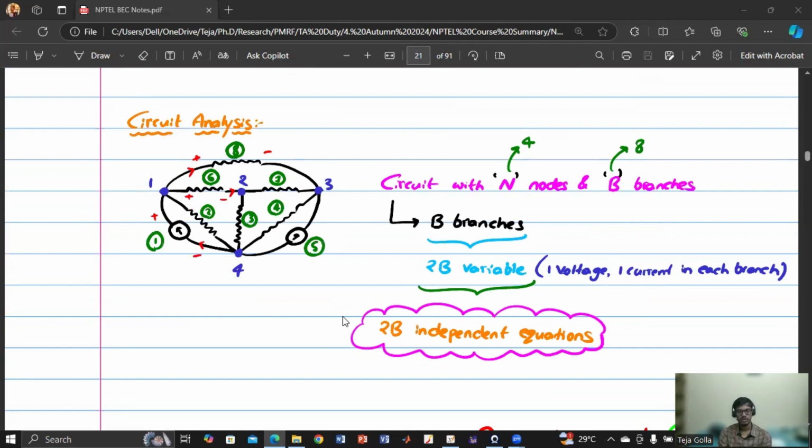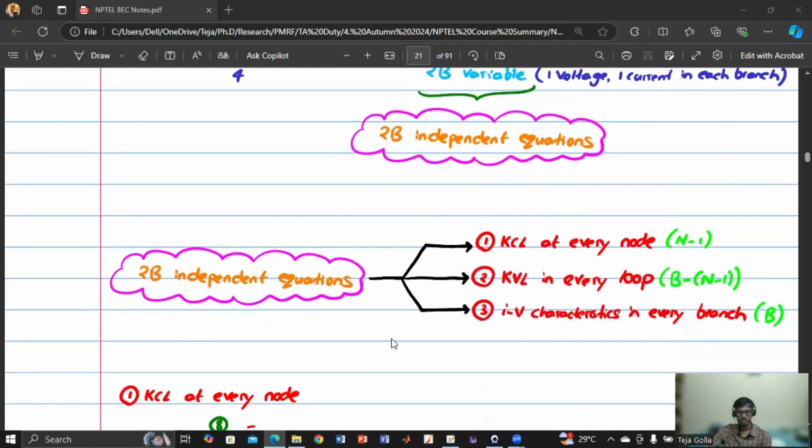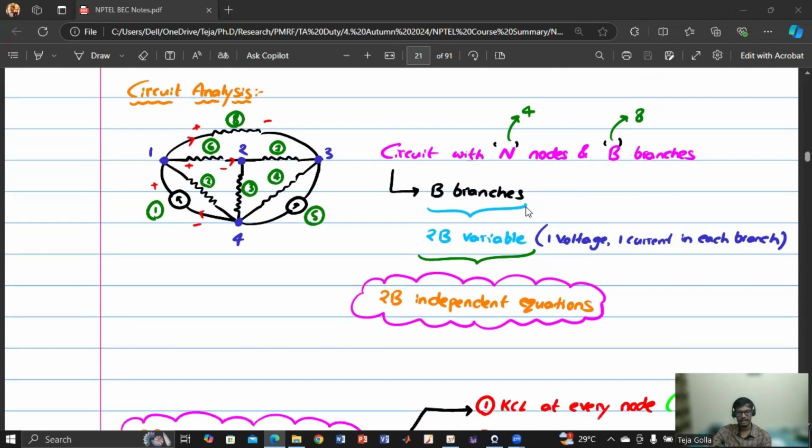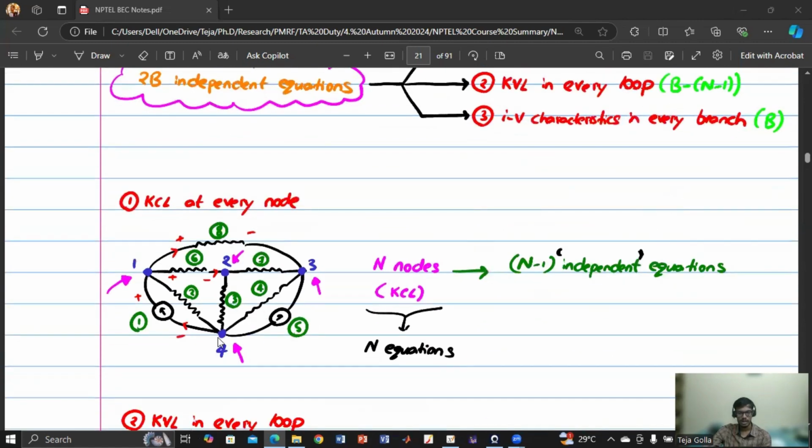In a circuit, when we are trying to solve, we are trying to find the voltage of each and every branch and the current through each and every branch. So we need two B quantities. If there are B branches, we want B currents as well as B voltages. So we need two B variables, which means we need two B independent equations. We have seen that if you apply KCL at every node, as there are n nodes, we'll get n minus 1 independent equations because the other equation will be dependent.